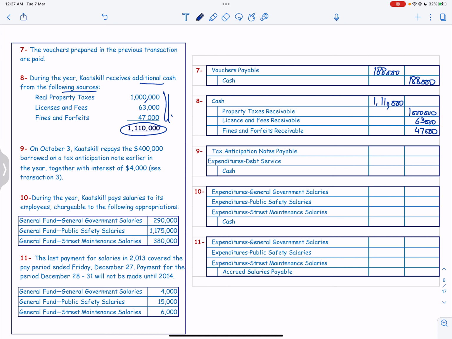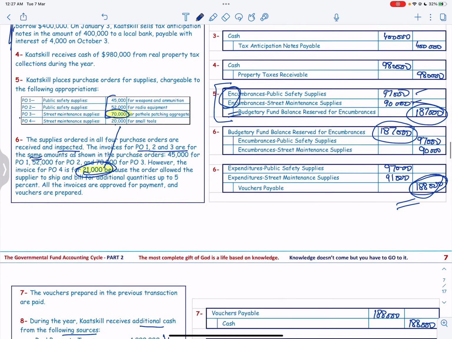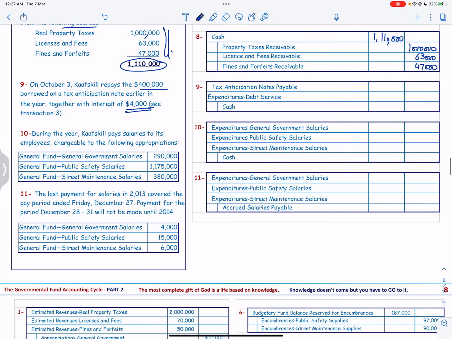Then on October 3, Cardsguard repays 400,000 borrowed on a tax anticipation note earlier in the year together with interest of 4,000, and this is with reference to transaction number 3 when we had taken the loan. Now we are paying it back. So tax anticipation notes payable is debit by 400,000 and expenditures debt service will be debit by 4,000 and cash will be credit by 404,000.